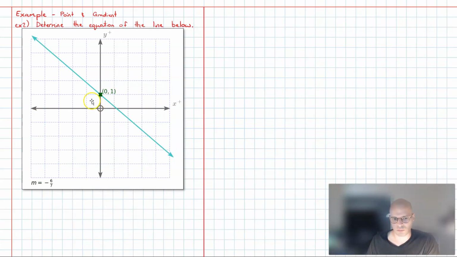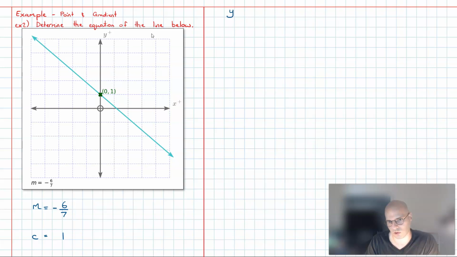Alright, for this example, we are presented with a line that is defined by a point, 0, 1, and a gradient m equals negative 6 over 7. What I'm going to do is deduce the equation that describes this line using the minimal, so the least amount of working out possible. Alright, let's go for it. For this one, we have our gradient is equal to negative 6 over 7, and our y-intercept can be observed as being 1.